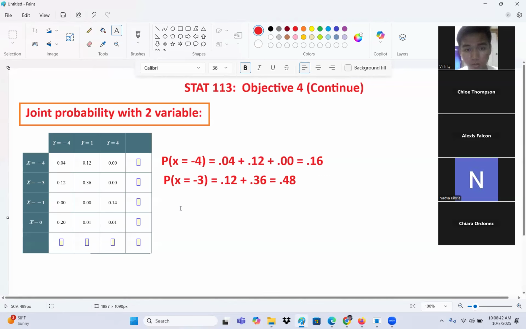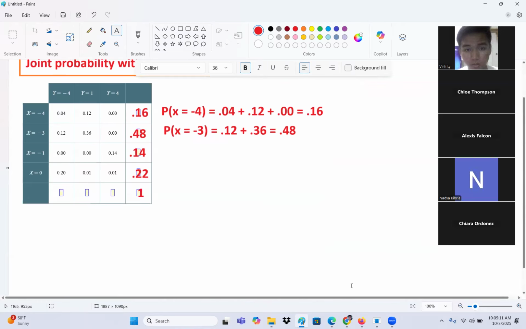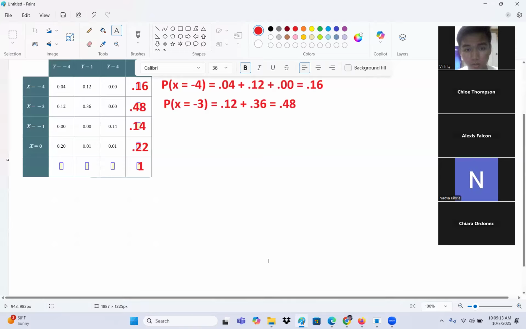And then the same thing for the rest. Keep adding up here, and you're going to get this one is 0.14, and this one is 0.22, this one is 0.48, and this one is about 0.16. So when we add up the total probability for X, it must add up to one. And when you add up the total probability for Y, you should end up with one as well.